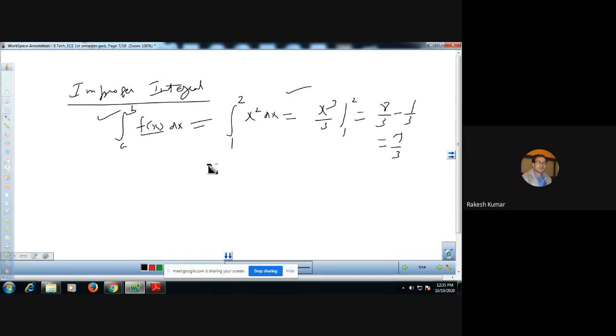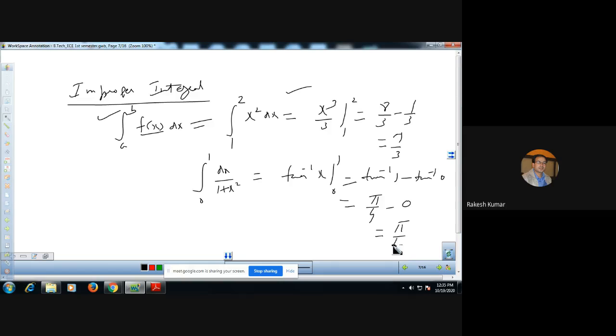One more example we can take. Suppose we have 0 to 1 dx over 1 plus x square, and you know that its integration is tangent inverse x from 0 to 1, that is tangent inverse 1 minus tangent inverse 0. Tangent inverse 1 is pi by 4, and tangent inverse 0 is 0. So ultimately you have the value pi by 4. So we are getting a definite, proper value for these integrals, this one and this one.